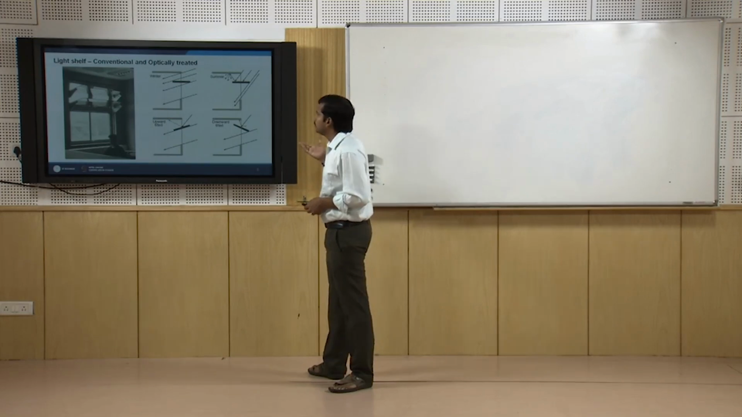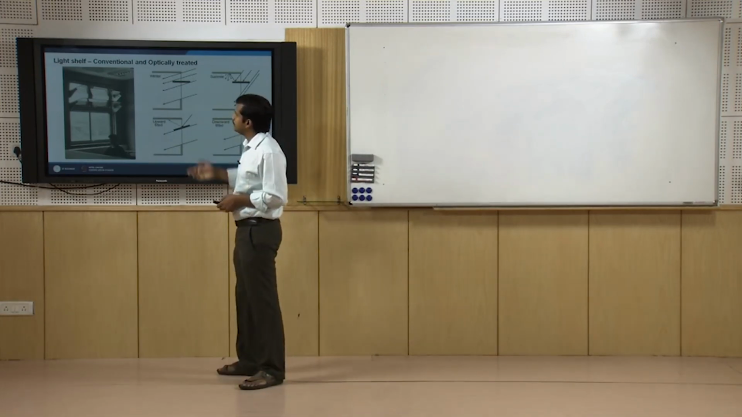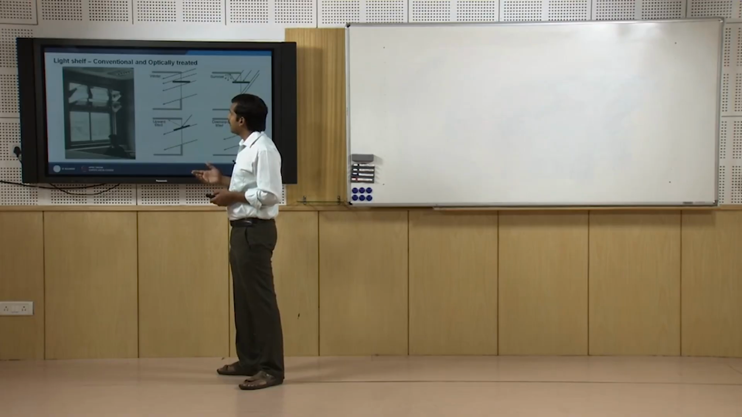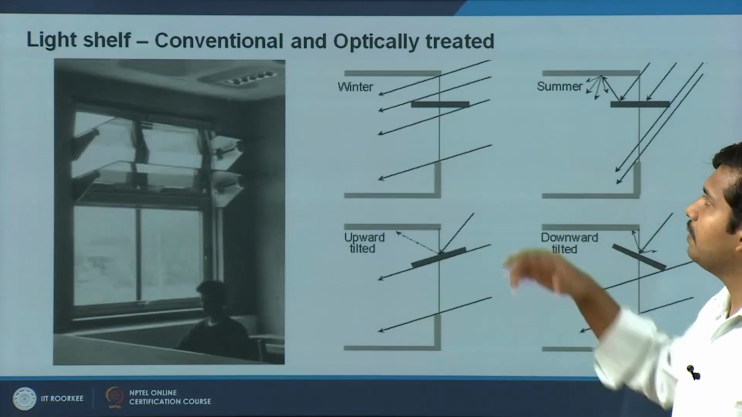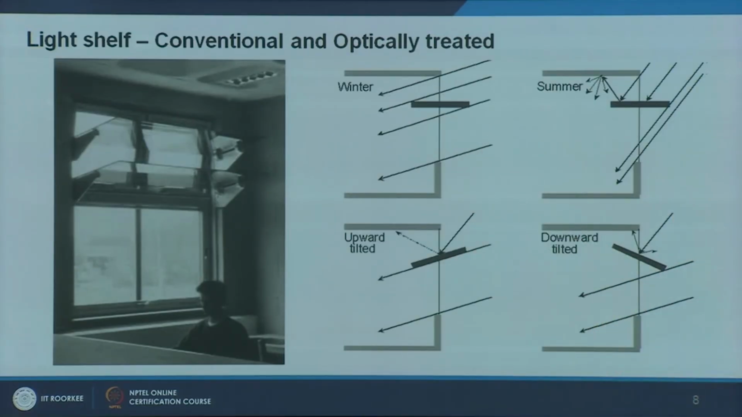Simple example of light reflecting system shades, you have the light shelf, very commonly used. It can be active, it can be passive. You have conventional and optically treated light shelves available. It works on a simple phenomenon.